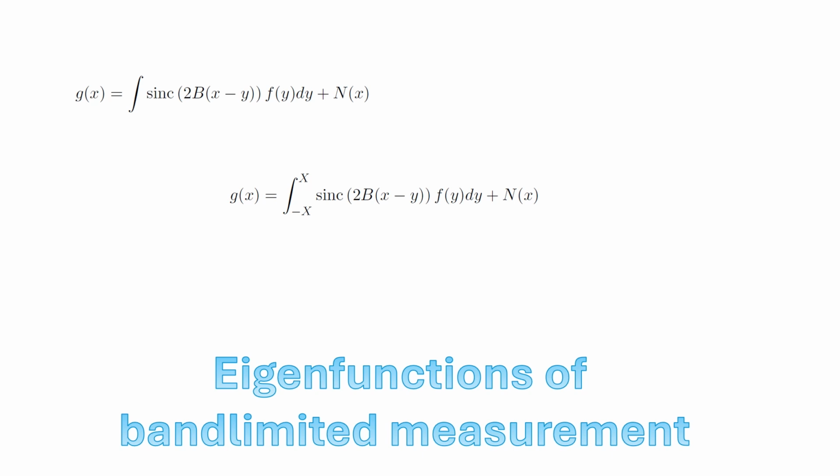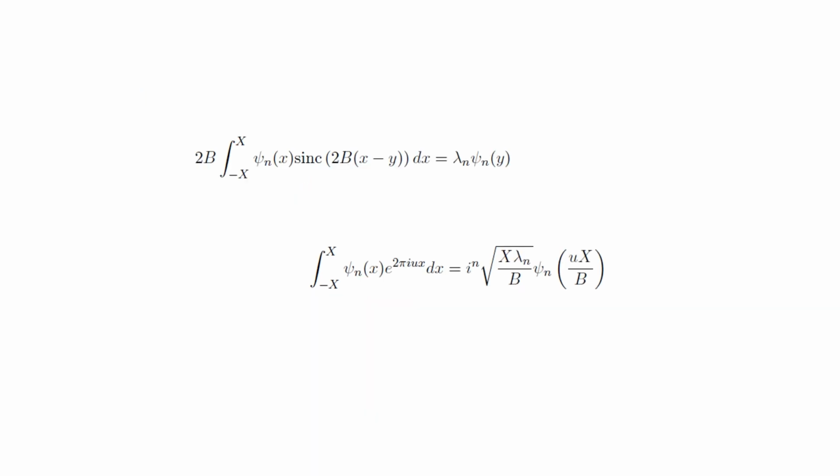So let's explore this. To do this, we're going to introduce some eigenfunctions. It turns out that there are eigenfunctions of this transformation. A function psi sub n, such that the integral of psi sub n against the sinc over a finite support yields an eigenvalue lambda times psi sub n. So we can find these eigenfunctions.